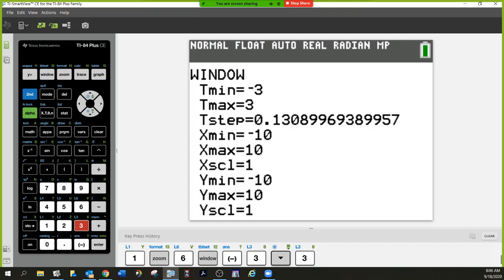And t-step is going to determine how smooth the curve is and how quickly this thing graphs. T-step means the calculator is asking you, how often should I be plugging in a t value? The smaller the t-step is, the smoother the curve will be, but the slower it will take to graph. Generally, I just leave t-step alone, and then I hit graph again.